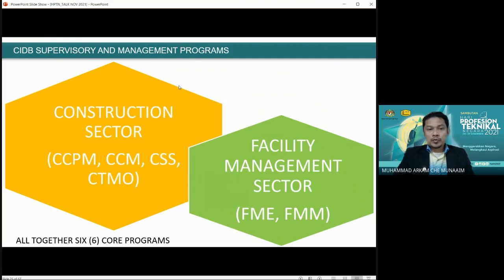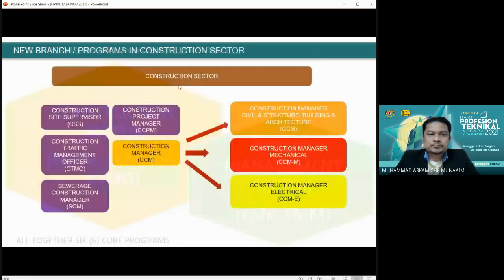In CIDB, we have two main sectors: the construction sector as well as the facility management sector. FMM and FME are on the facility management side, while CCPM, CCM, CSS and CTMO are on the construction sector. About six core programs. If we add on specialization, CSS has four other categories, so altogether about nine. Not six anymore, but it's okay. The core program is six.